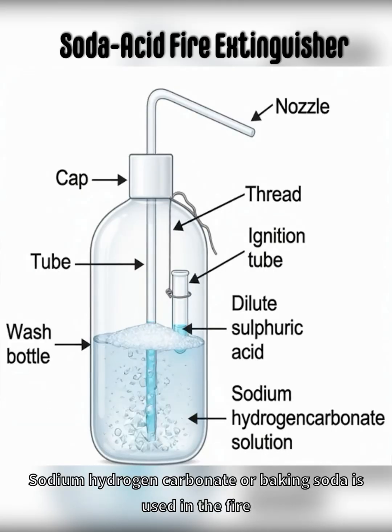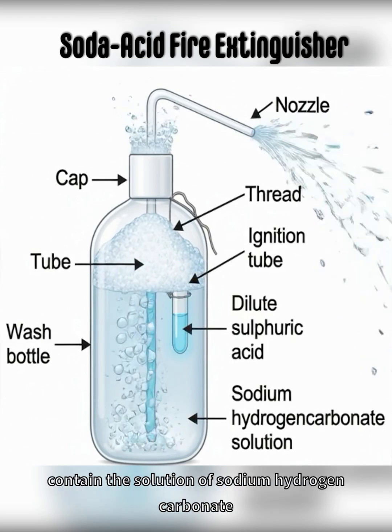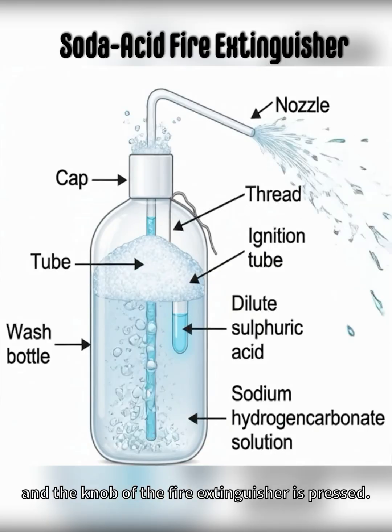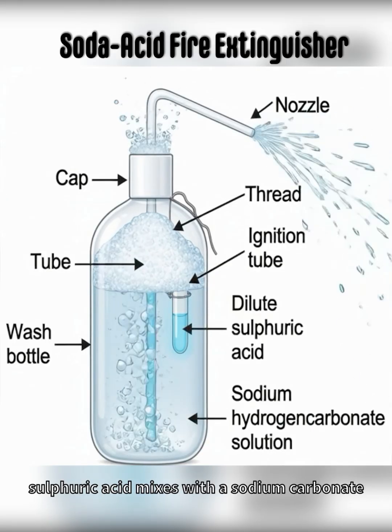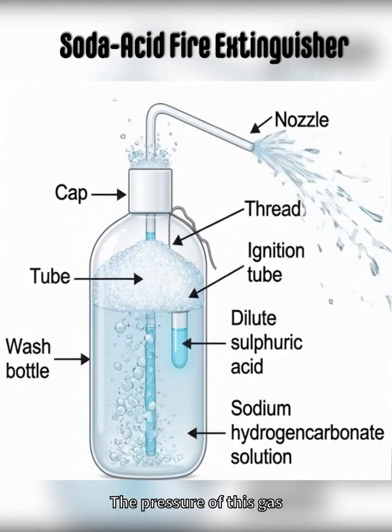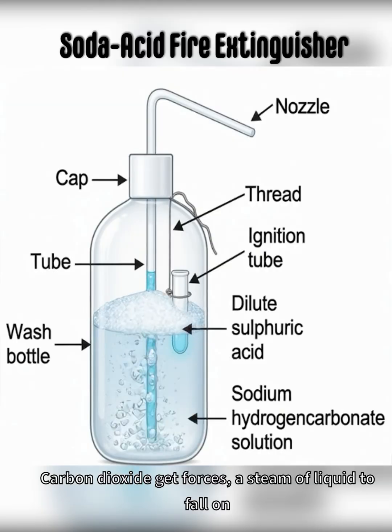Sodium hydrogen carbonate, or baking soda, is used in the fire extinguisher. Soda-acid type fire extinguishers contain a solution of sodium hydrogen carbonate and sulfuric acid in separate containers inside them. When the knob of the fire extinguisher is pressed, sulfuric acid mixes with the sodium hydrogen carbonate to produce a lot of carbon dioxide. The pressure of this carbon dioxide gas forces a stream of liquid to fall on the burning substance.